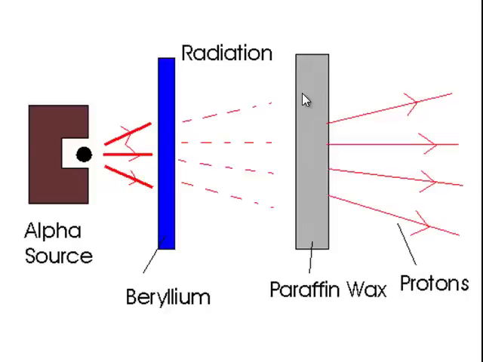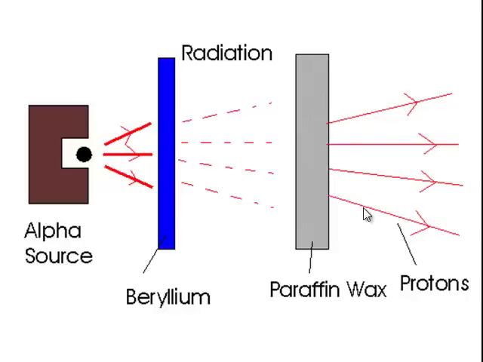When that radiation struck this piece of paraffin wax, like a piece of wax paper, then protons were actually emitted from that wax paper. You can see these protons coming out on the right-hand side. And so that showed that the particles in the radiation must actually have mass. These neutral particles that were being ejected from the beryllium metal had to have an equal amount of mass as the protons that were being ejected over here.